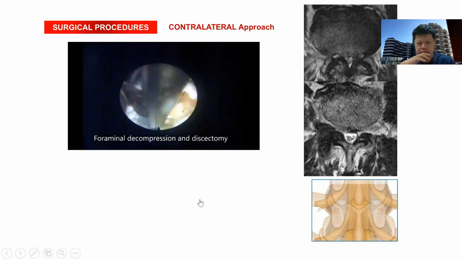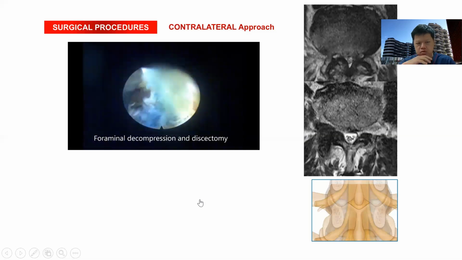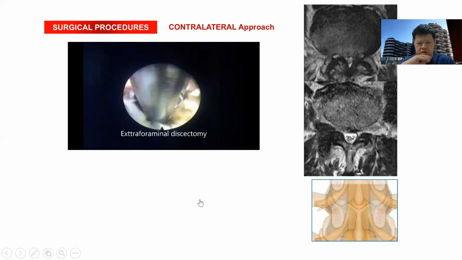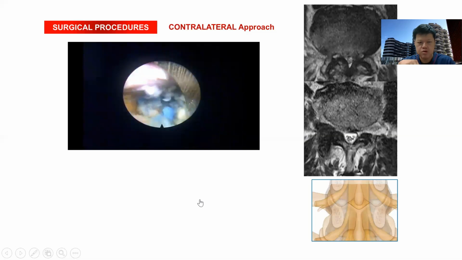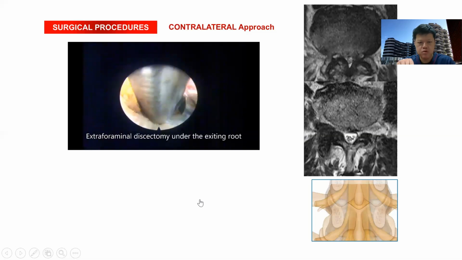Then we look at the contralateral superior articular process. We do a flavectomy and expose the exiting nerve root. We do a foraminal decompression by drilling the superior articular process of the contralateral side. And then underneath the exiting nerve root, we have given indigo carmine, usually it's light blue, and then we can perform a discectomy. As you can see here, you can see the exiting nerve root. We do not need to retract the exiting nerve root while we perform this surgery.